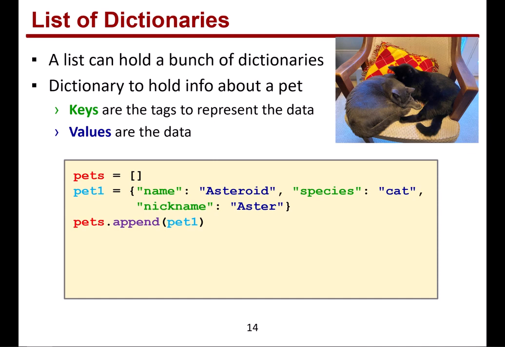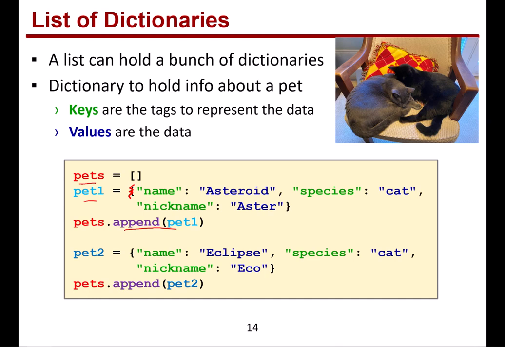So in this code, we make an outer pet list called pets. We create a pet dictionary, pet1. Notice it's got my curly braces. It's referring just to one animal named Asteroid. And then we append it to the list. Then we make another pet, pet2. Again, it's a new dictionary. Then we append it to the list. So the outer container is a list. The inner container is a dictionary.